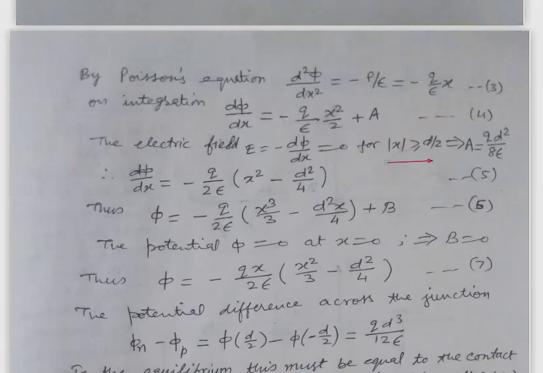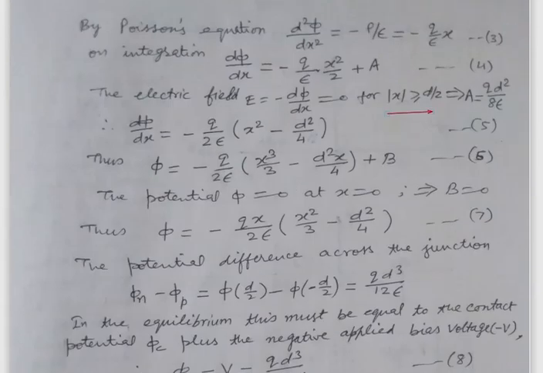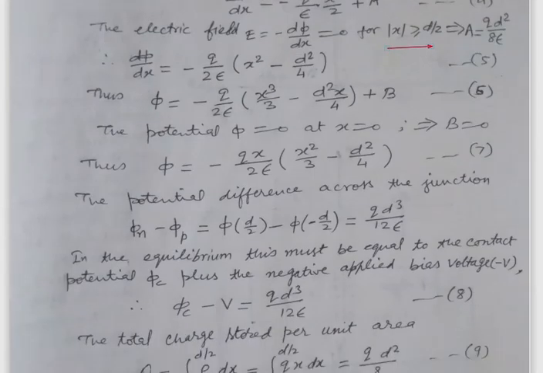On substitution of the value of A in equation number 4, we get d phi over dx equal to minus q upon 2 epsilon into x square minus d square by 4. Again, integration of equation number 5 with respect to x gives us the expression for phi with an integration constant, again b. Now to find the value of b, we consider that at x equal to 0 the potential phi is 0.